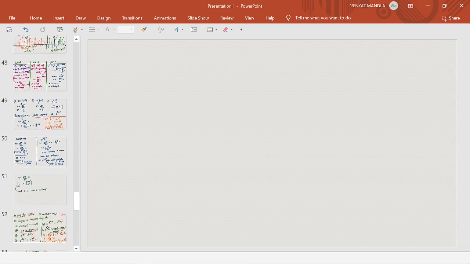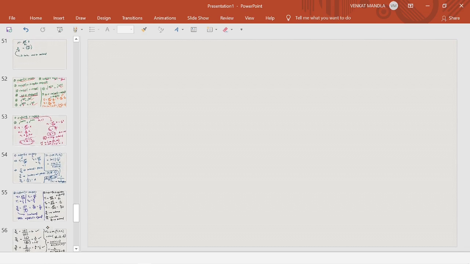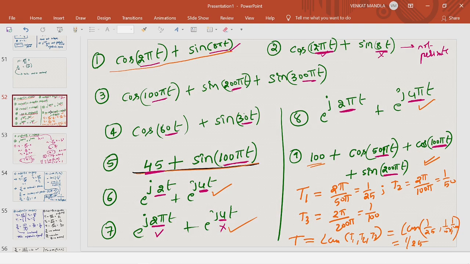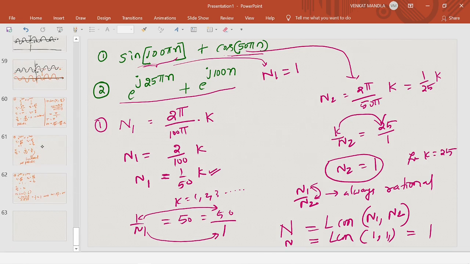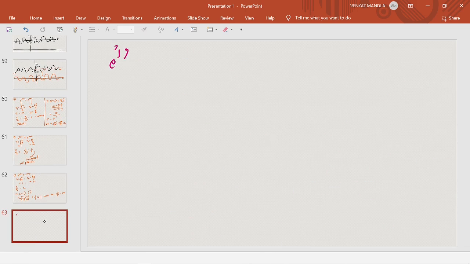The next question is e power j 25 pi n plus e power j 100 n. By looking at this, I can easily say it is not a periodic signal, because pi is there in one term and pi is not there in the other, so it is not periodic.